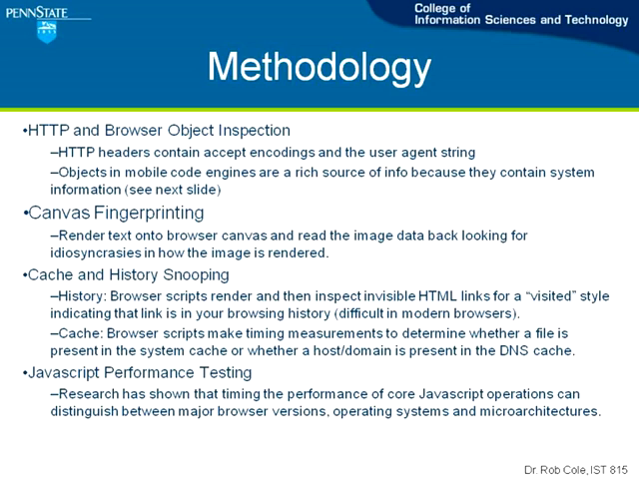DNS cache snooping works by forcing a name resolution against a target domain and then timing the length of time it takes for the resolution to occur. A short time is indicative of a DNS cache entry in your system for that target, indicating that you had recently visited the target site.